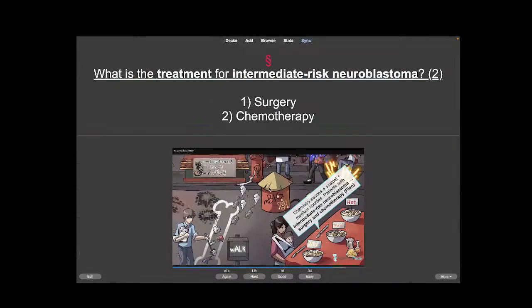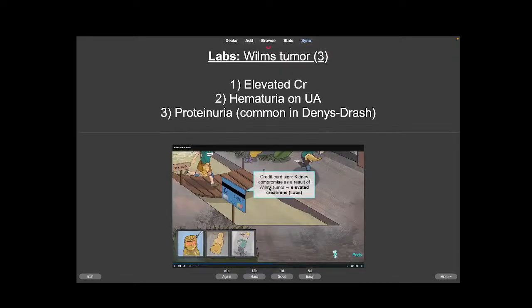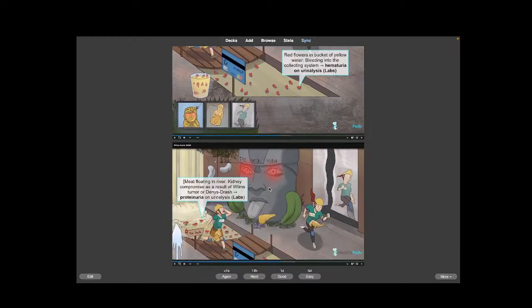Surgery, chemotherapy, labs, Wilms tumor, elevated creatinine, hematuria, and you have proteinuria.